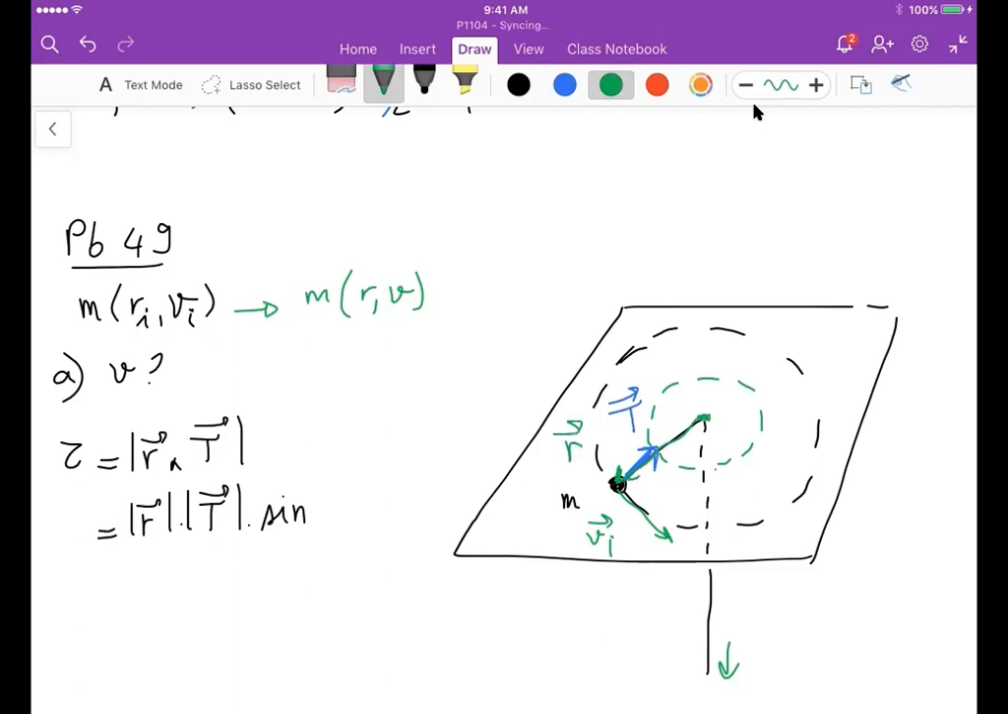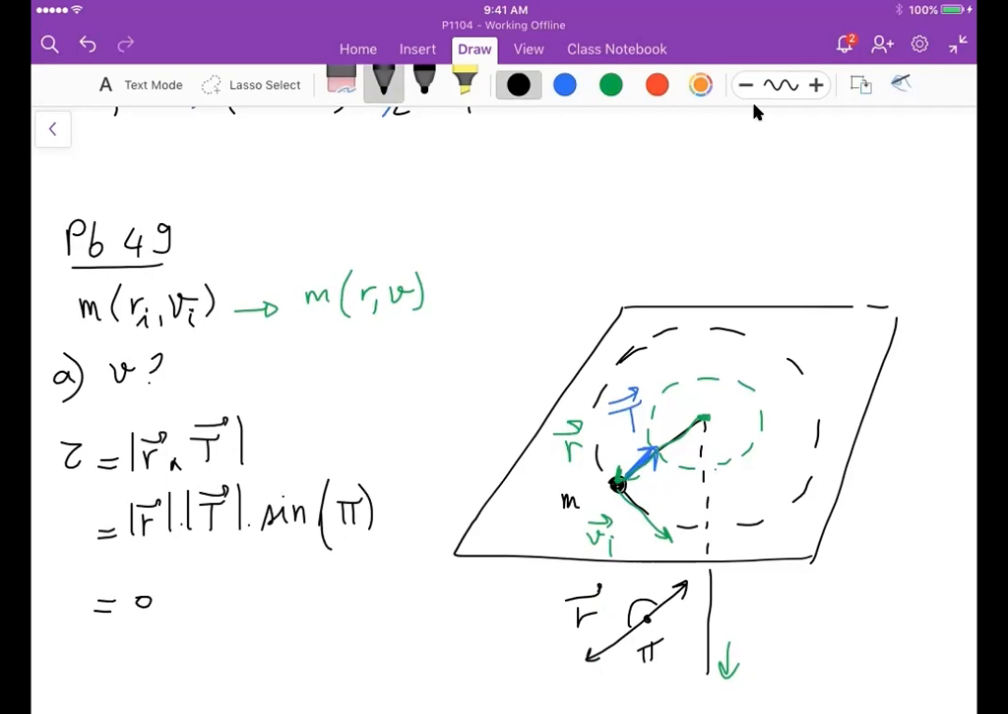And the direction of T is opposite to it, which means the angle between them is pi. Right? So here this is the R that we drew, and T is opposite to it. So the angle between them is pi. And since sine pi is equal to 0, the torque of the tension is equal to 0.